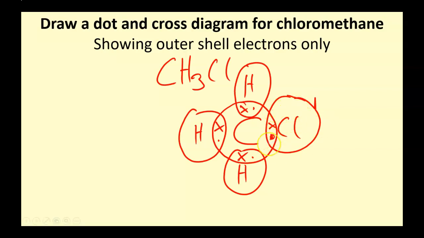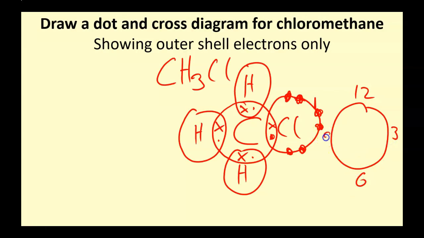Chlorine's in group 7. It hasn't yet got a full outer shell of 8, so we need 1, 2, 3, 4, 5, 6, 7. To make sure I've done the 8, I imagine positions of an analog clock, 12, 3, 6 and 9. If I put 2 electrons in at 12 o'clock, 2 electrons at 3 o'clock, 2 electrons at 6 o'clock and 2 electrons in at 9 o'clock, assuming it's forming 4 bonds, this helps make sure I don't miss any out.